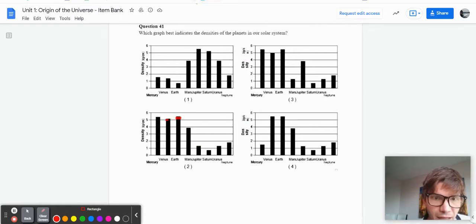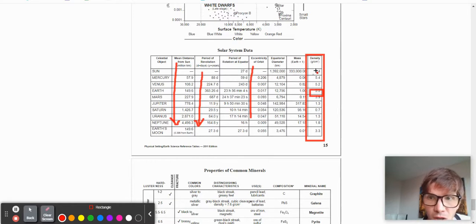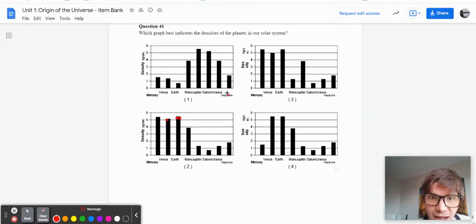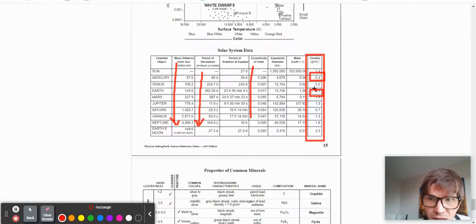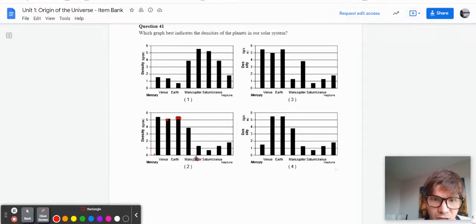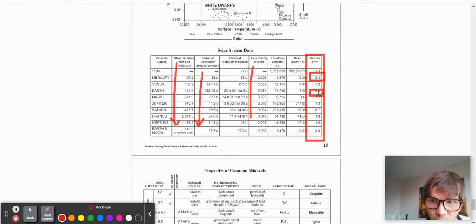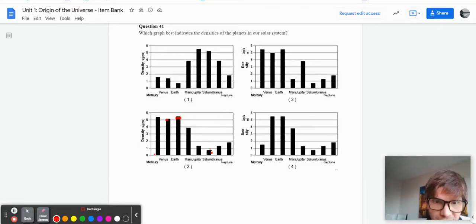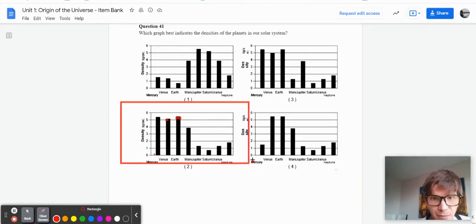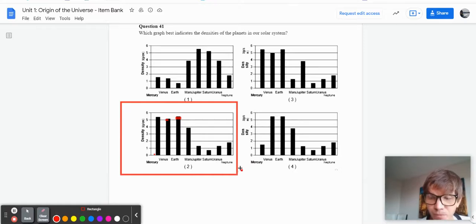Let's take a look at Mercury. Again, also over 5, so that's good. Mars, 3.9, shown by the graph. Jupiter, a little over 1, 1.3. Saturn, less than 1. So it looks like the best option here would be choice 2.